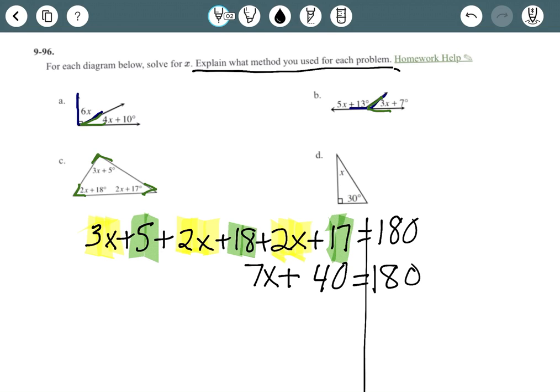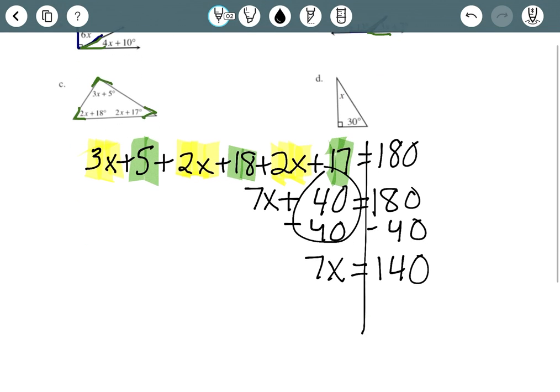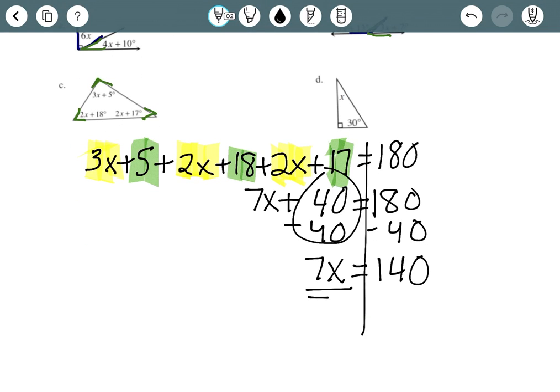I want to work on getting this 7x by itself, so I'll subtract 40. Have to do it on both sides to keep that equation balanced. I'm left with 7x equals 180 minus 40 gives me 140. And then I go ahead and I divide by 7. That's how I get x by itself. And 140 divided by 7 is going to give me 20 again. Don't forget your degree symbol since we're talking angles.